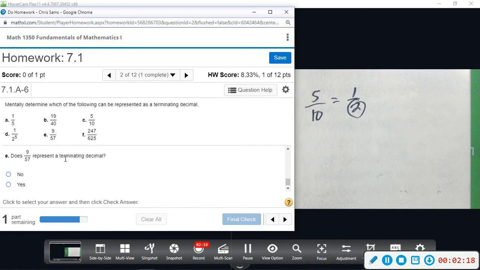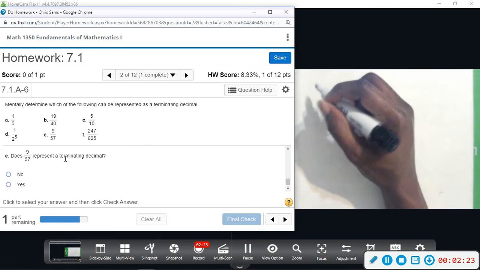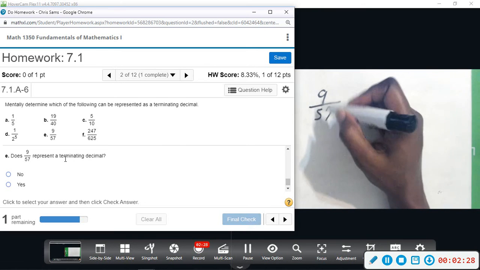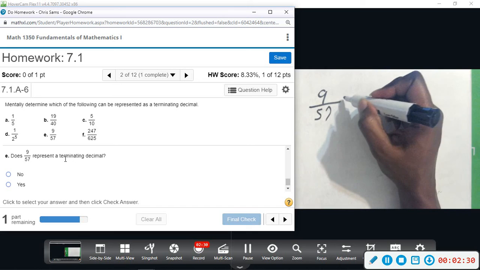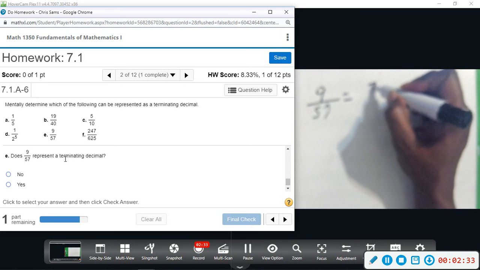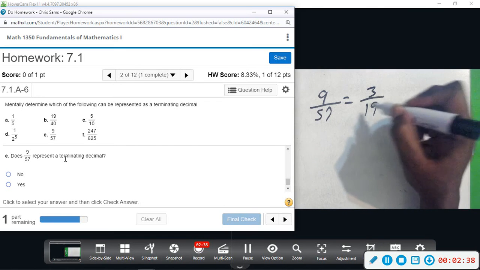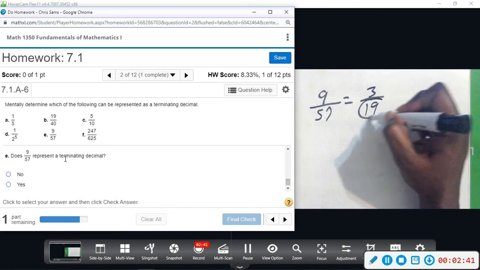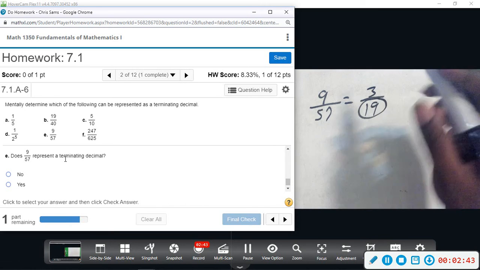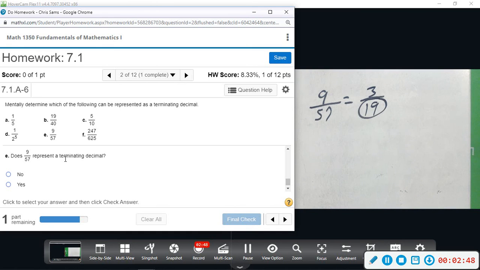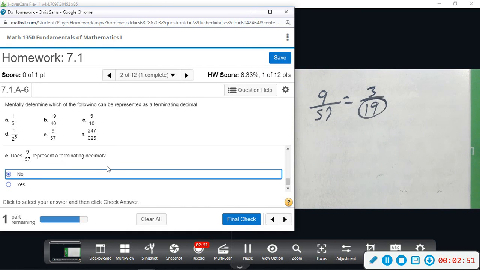E has 9 over 57. Both these numbers are divisible by 3, so we'll divide by 3, and this will become 3 over 19. Okay, 19 is prime, so we can't break it down any further. This denominator does not have 2 or 5. So since it has something other than 2 or 5 in the denominator, this one will not be expressed as a terminating decimal.